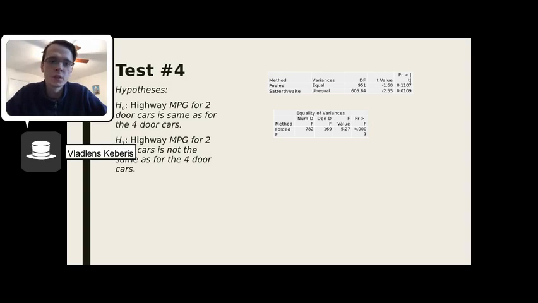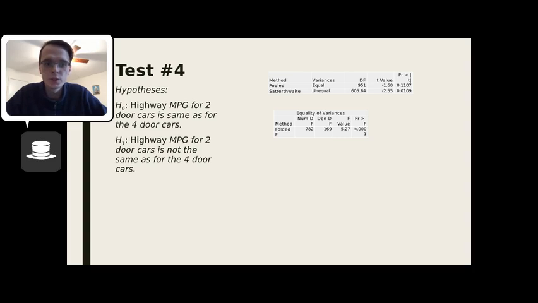The purpose of test 4 is to use a two-sample t-test to determine whether miles per gallon on a highway of the two and four-door cars are significantly different. For this procedure, we used variables number of doors and highway miles per gallon. Hypothesis: H0, highway miles per gallon for two-door cars is the same as for the four-door cars. H1, highway miles per gallon for two-door cars is not the same as for the four-door cars.